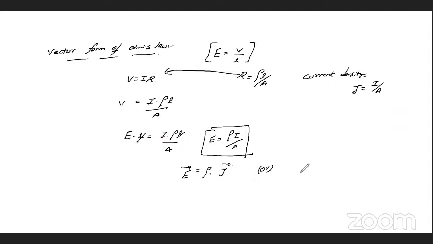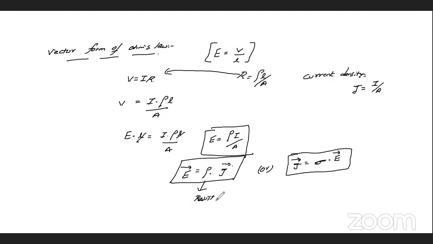Or I can rewrite the relation as J vector is equal to, 1 by rho is nothing but sigma, that is your conductivity. Sigma into electric field E vector. So this is the vector form of Ohm's law, where rho is your resistivity, and sigma is your conductivity.